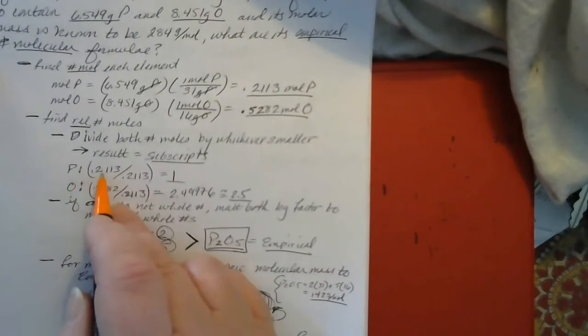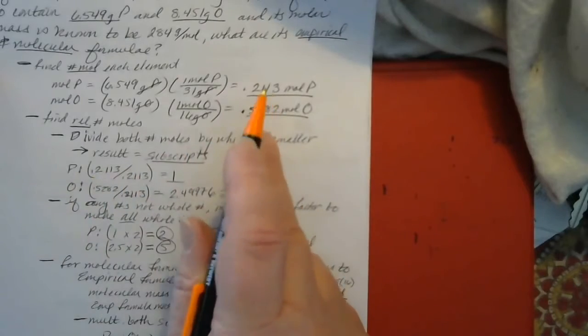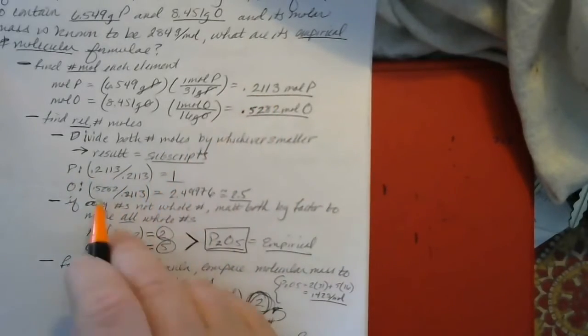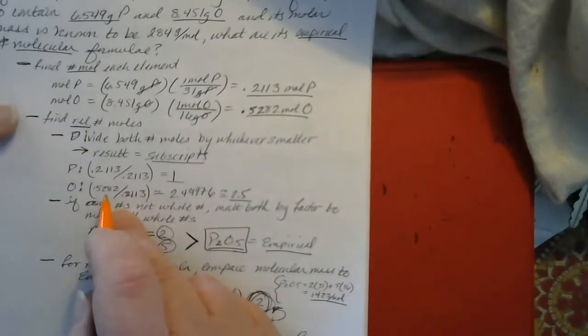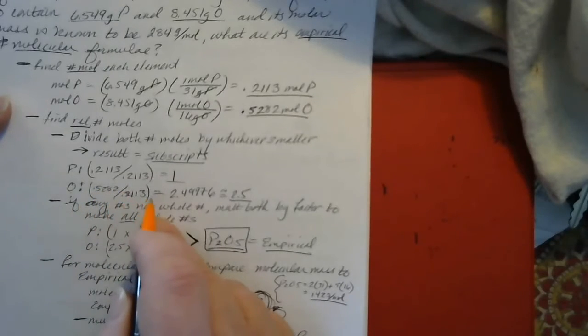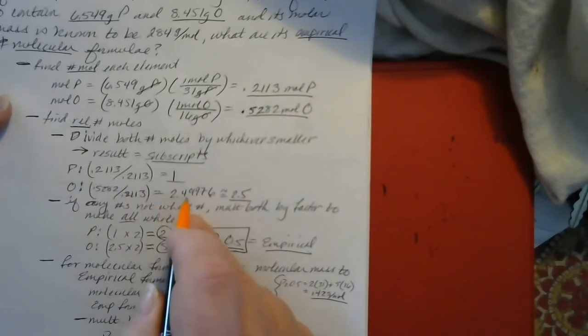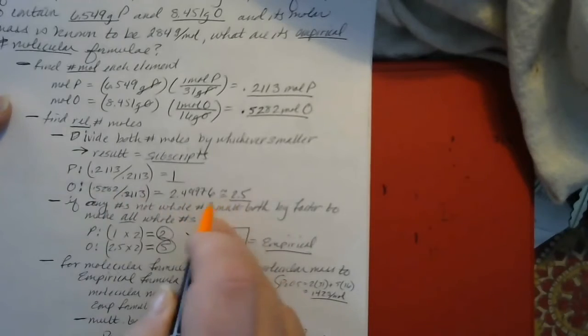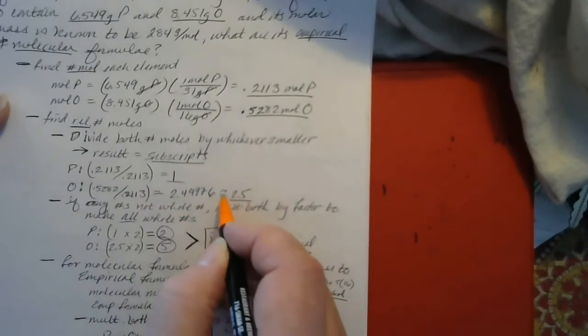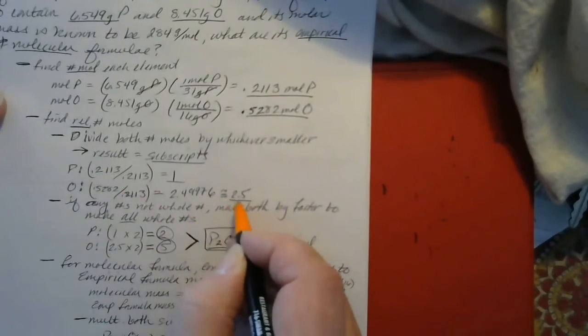Okay, so for phosphorus, we take 0.2113 divided by itself. That's obviously 1. For oxygen, it's 0.5282 divided by 0.2113, which is 2.4976 something, something, something. And that you can round off to 2.5.